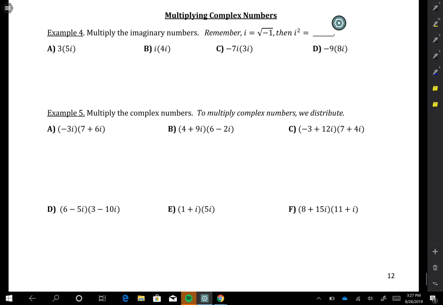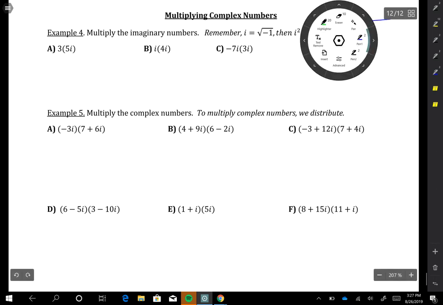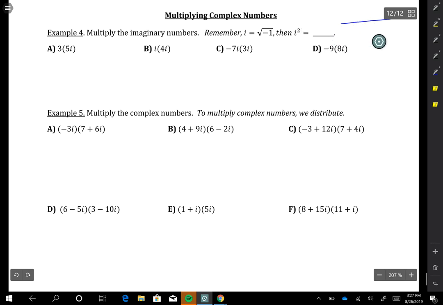Hey guys, we're back and now we're going to multiply complex numbers. So first, in example 4, we're just going to multiply the imaginary numbers because we have to know how to multiply imaginary numbers to be able to multiply complex numbers. So we need to also remember back when we learned what i was.